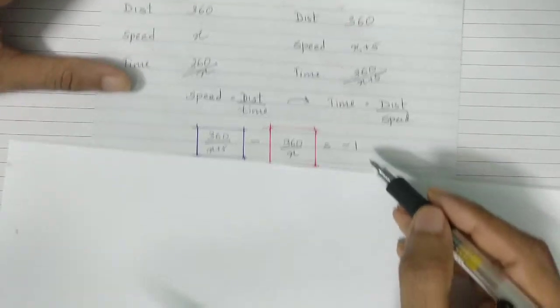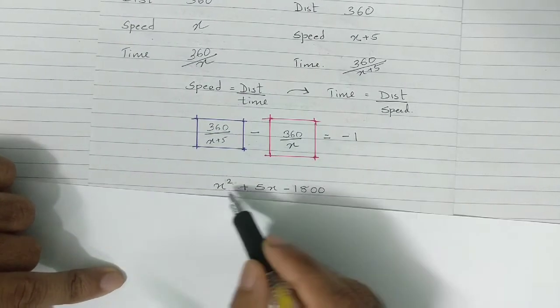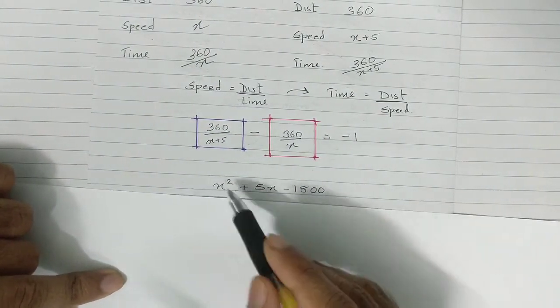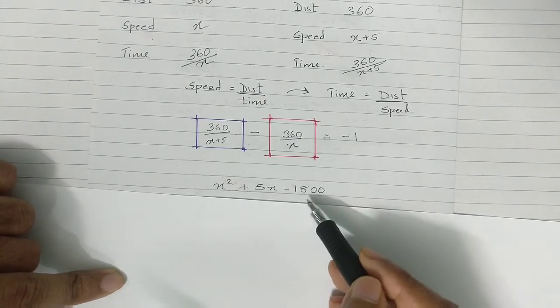Now after solving this problem over here, you will get the equation to be x square plus 5x minus 1800.